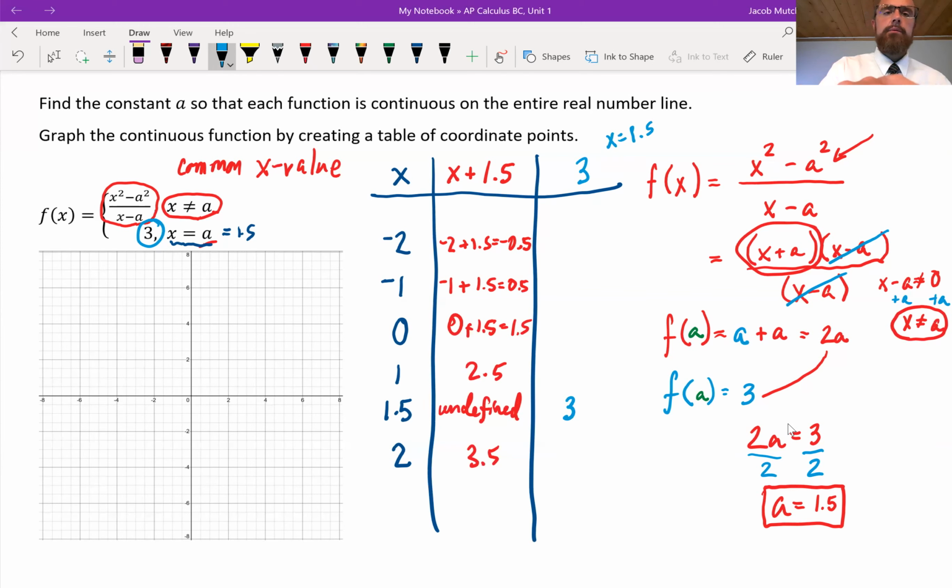Well, let's graph that, see what we see. So at -2, we're at -0.5. At -1, we're at +0.5. At 0, we're at 1.5. At 1, we're at 2.5. 1.5 was undefined, so I'm going to put kind of a red open circle at 1.5, 3. And then at 2, we're at 3.5, and then it would continue infinitely in both directions. So I'm going to graph that line.